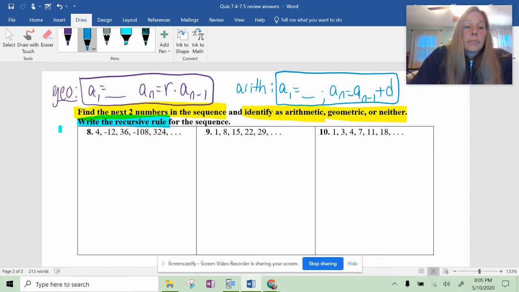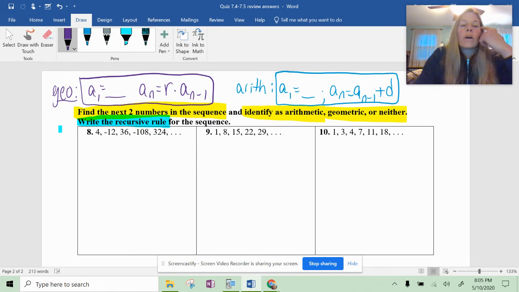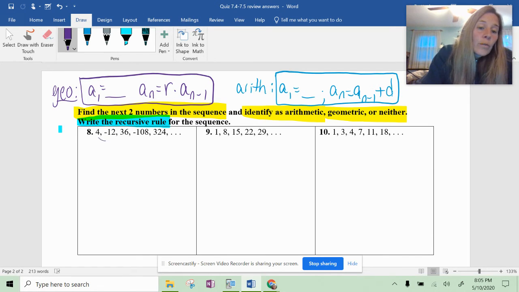Okay, so first thing, let's look at these. The first one here, first thing you want to do is find the next two numbers in the sequence. While you're finding those next two numbers, you can identify it as arithmetic, geometric, or neither. So to get from 4 to negative 12, I'm going to multiply by negative 3. To get from negative 12 to 36, I would multiply by negative 3, and so on. So I can see here that my r value is negative 3. My a sub 1 is the 4, and this is definitely geometric.